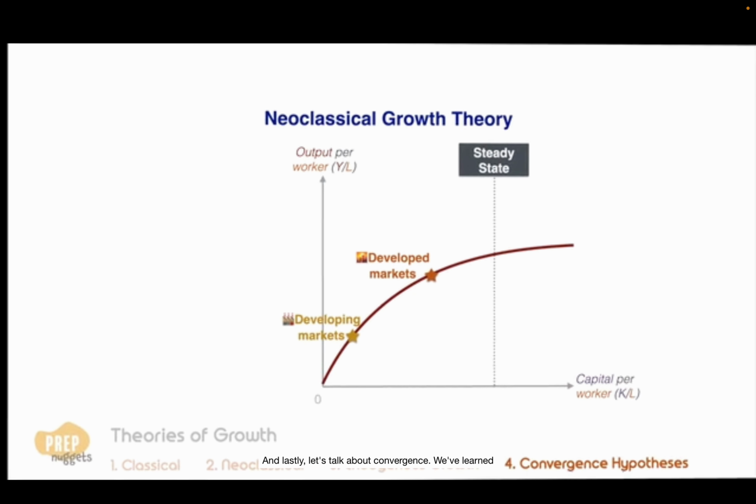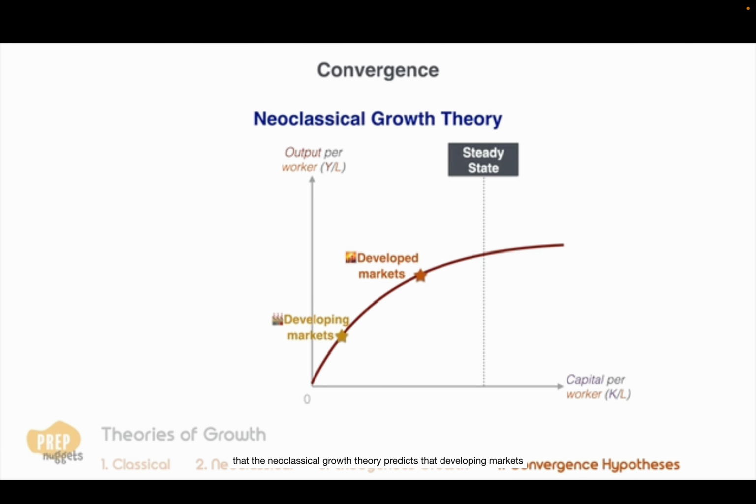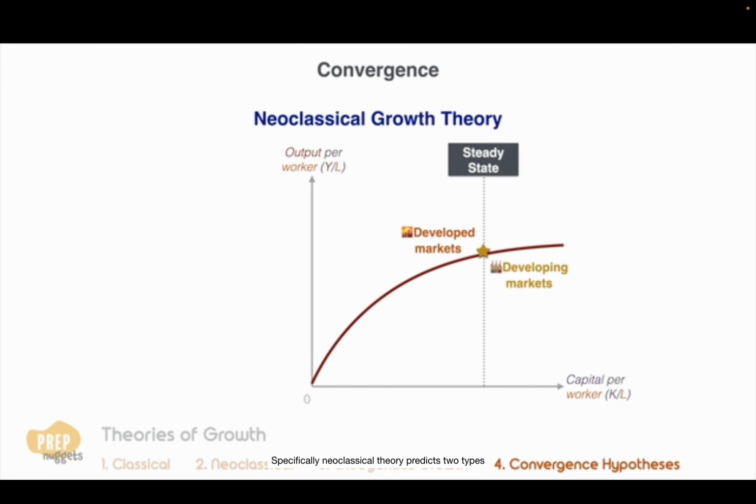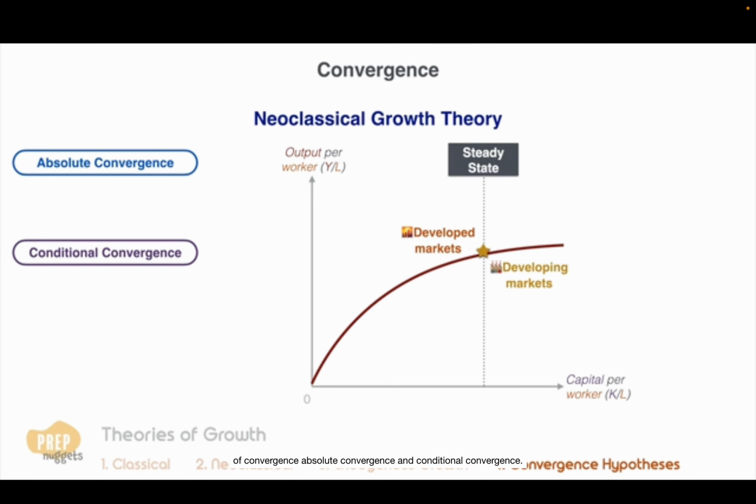And lastly, let's talk about convergence. We've learned that the neoclassical growth theory predicts that developing markets experience higher growth rates than developed markets, so the standard of living for less developed countries will eventually converge to the levels of developed countries. Specifically, neoclassical theory predicts two types of convergence: absolute convergence and conditional convergence.